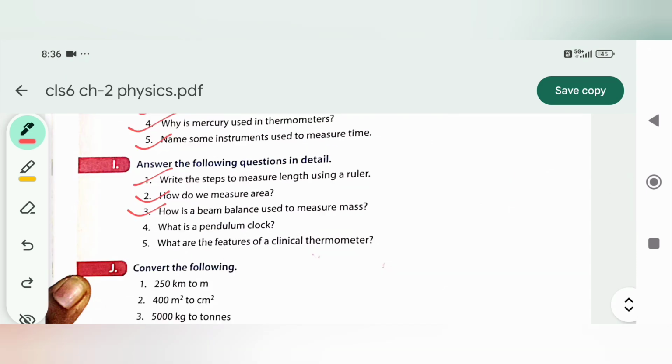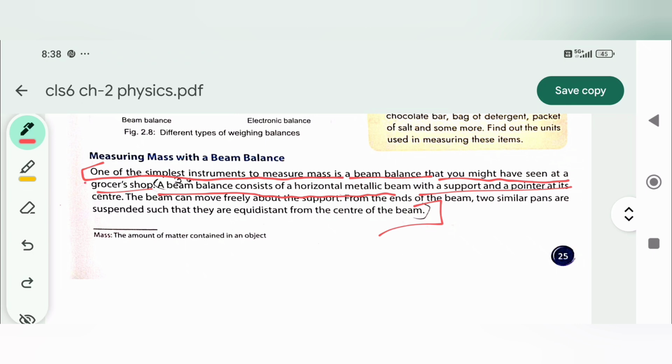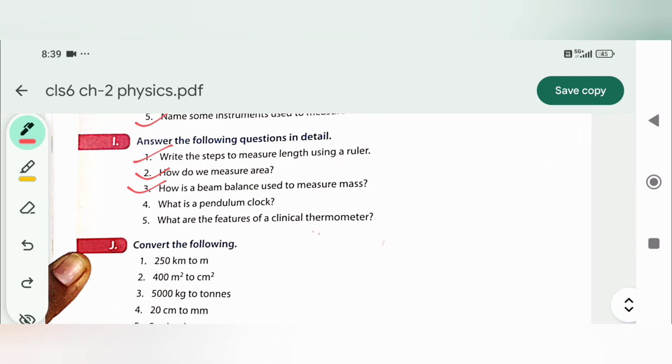Number 3. How is the beam balance used to measure mass? Write one from here to here. This is ICA3, I think so. Question number 4. What is a pendulum clock?